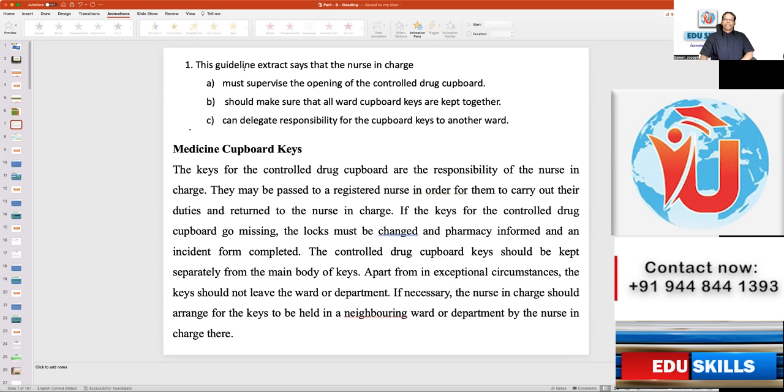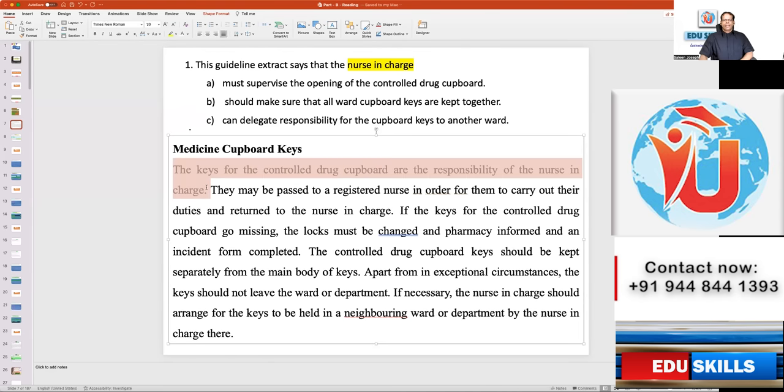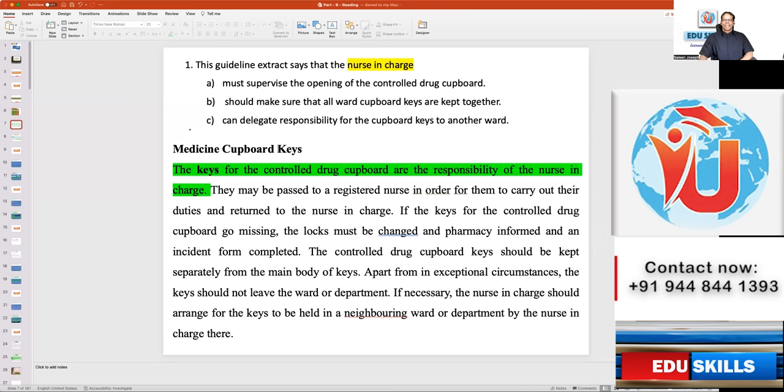Now, could you tell me what is the hedging word here? Nurse in charge. And if you go into the topic sentence here, the heading is here, medicine cupboard keys. Topic sentence is here, right? Now, what is the key word here? Keys. What are they concerned about? Cupboard keys or the keys, whatever. That is the main keyword. They are concerned about the keys. Medicine cupboard keys. So keys for the control drug cupboard, you can say cupboard keys, no issues. You can use a keyword or phrase.